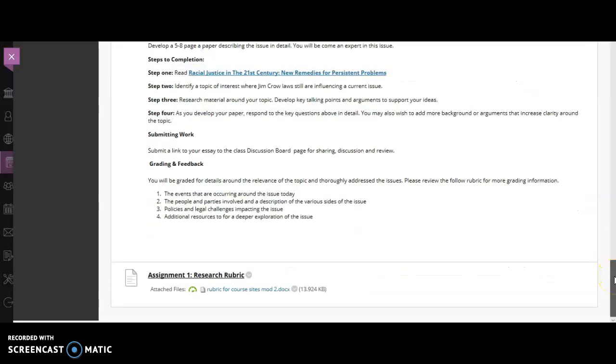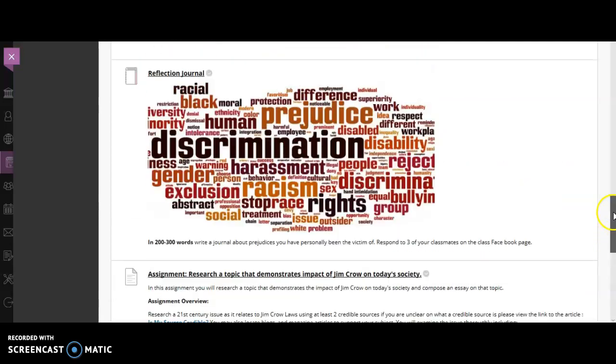And I'm providing them with a rubric to make sure that they are assessed on the learning outcomes and MLOs of this module.